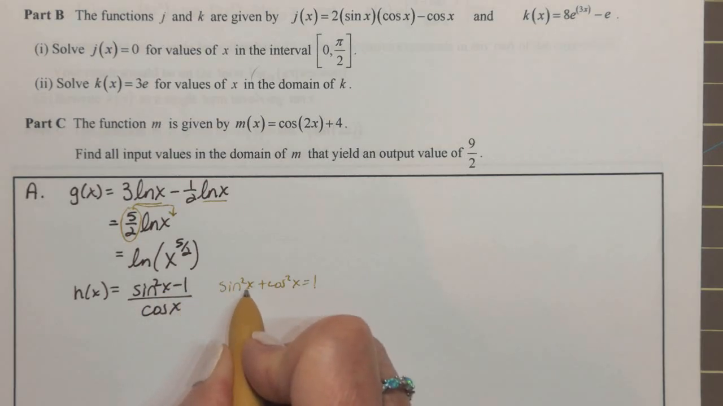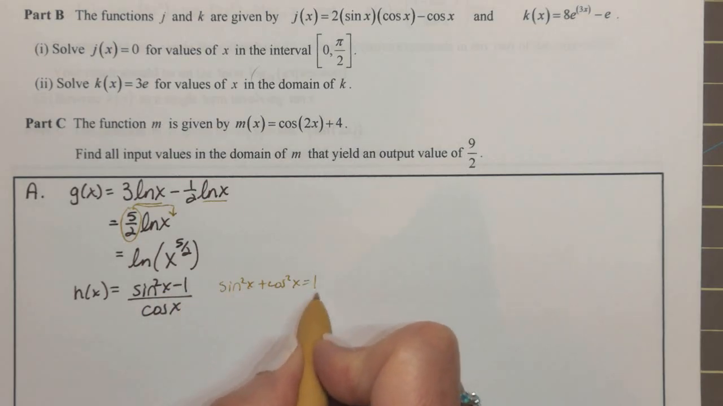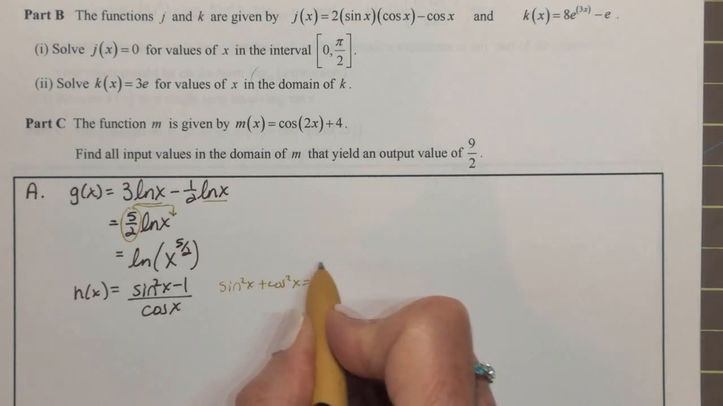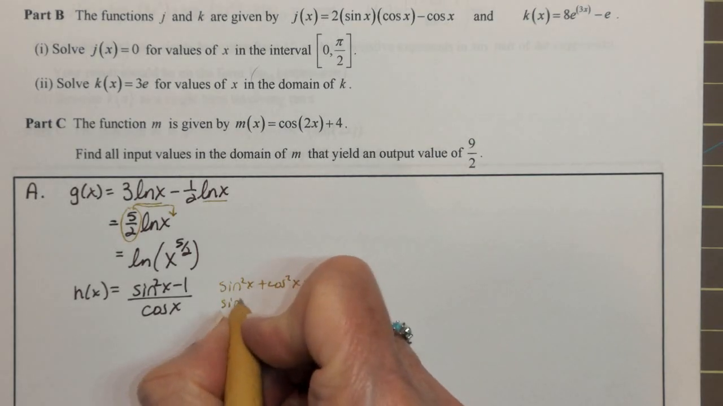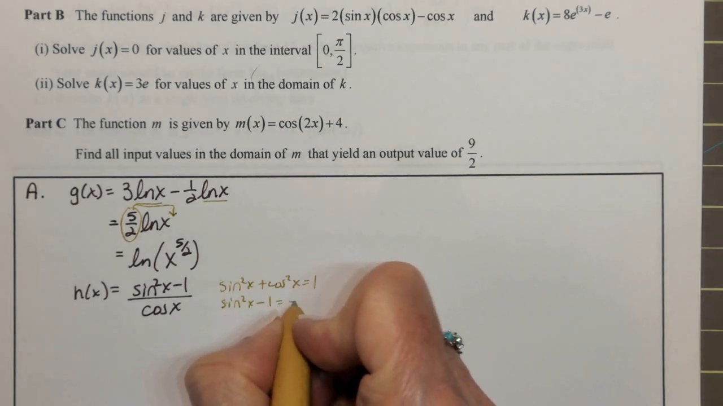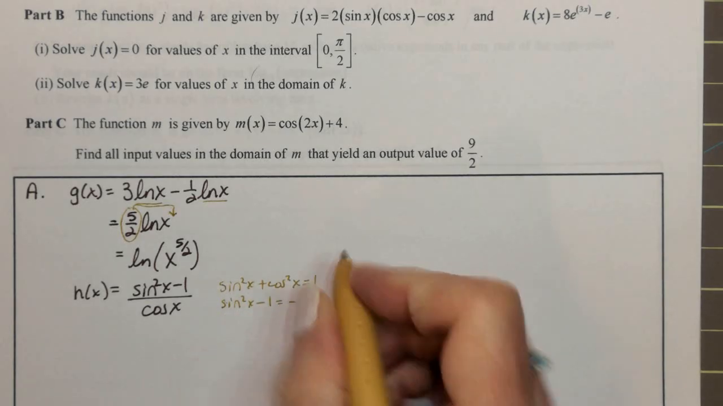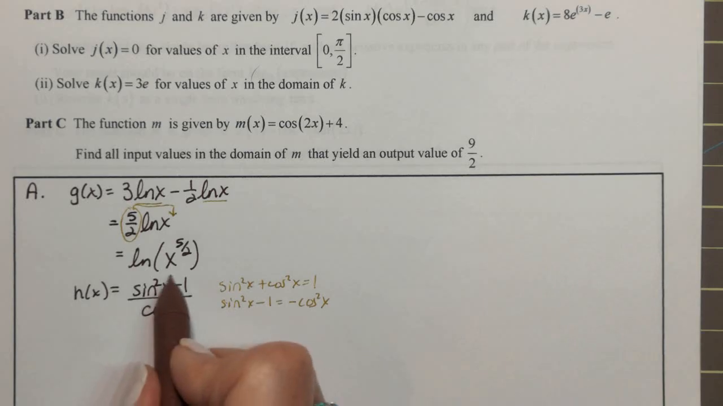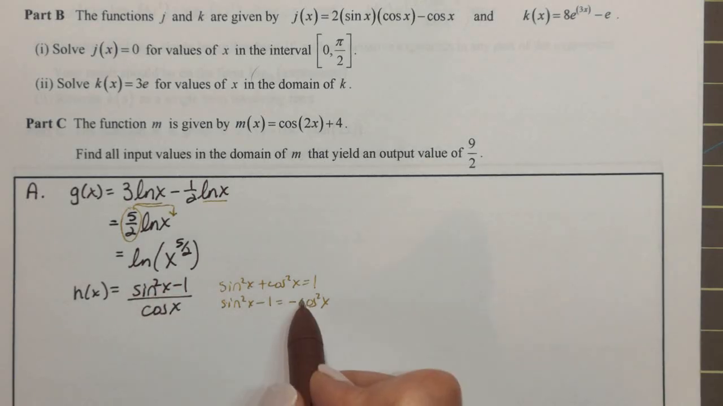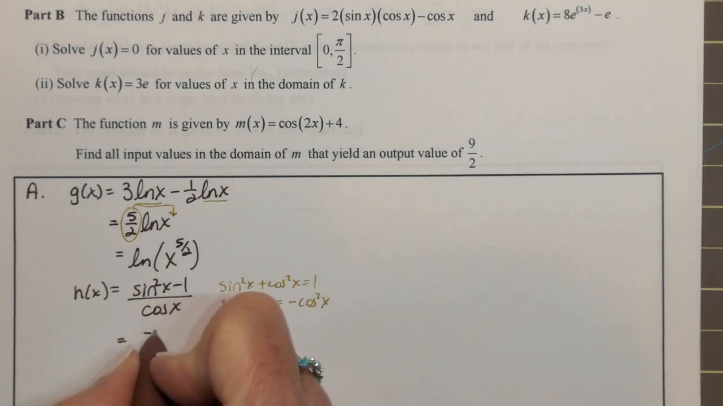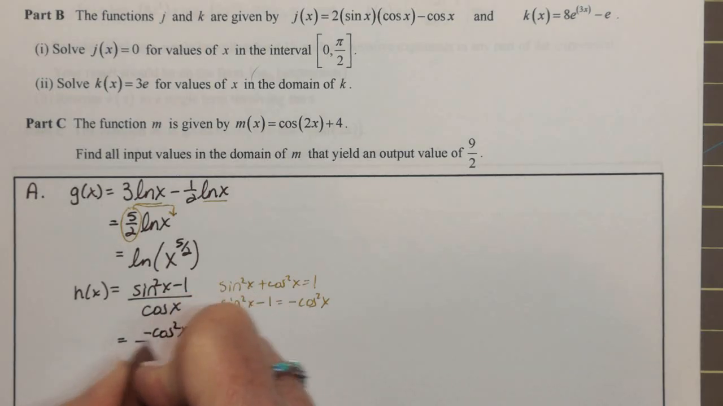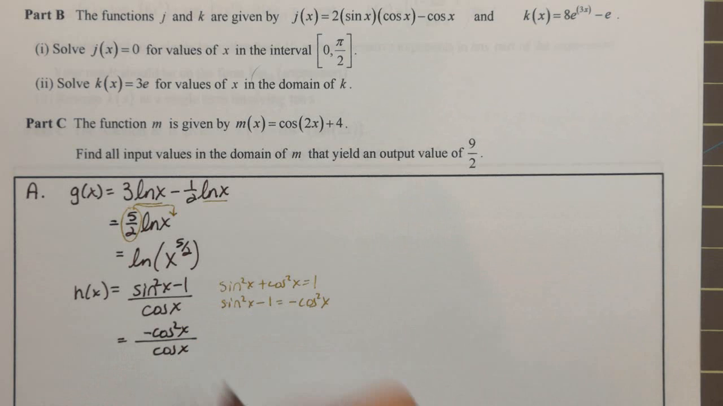That's what I'm thinking. So I need sine squared minus 1. So to get sine squared minus 1, I'm going to subtract the 1 to the left and subtract the cosine squared x to the right. That would give me sine squared x minus 1 is equal to a negative cosine squared x. So that means I can replace the numerator with negative cosine squared x. Okay?